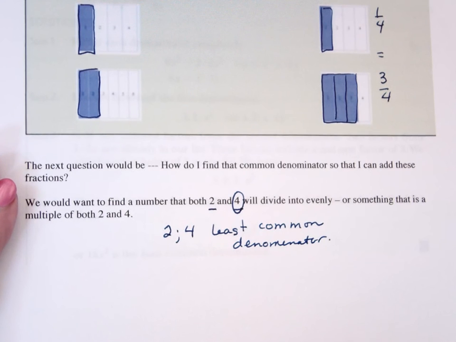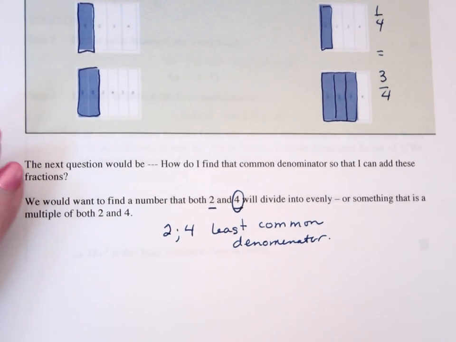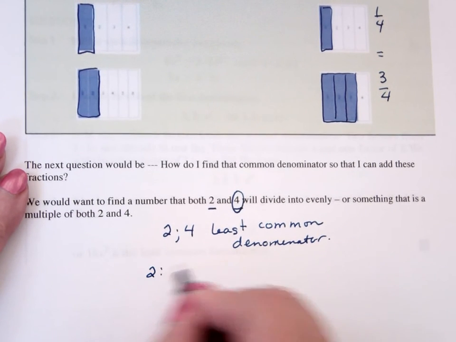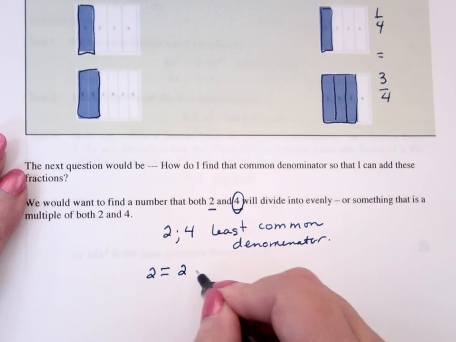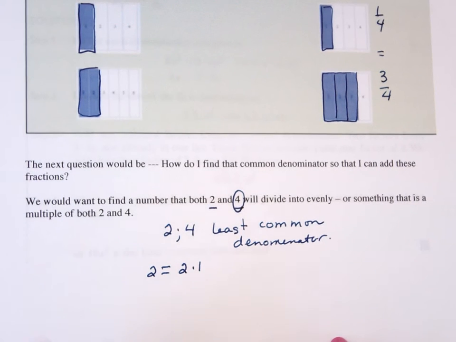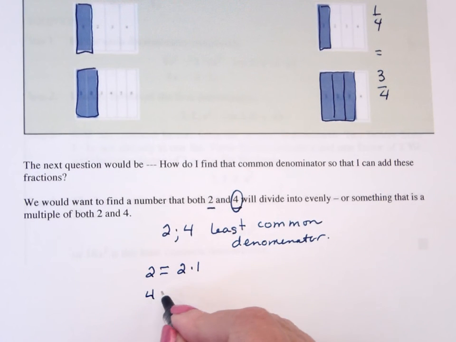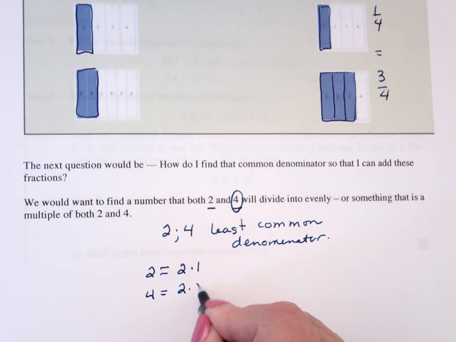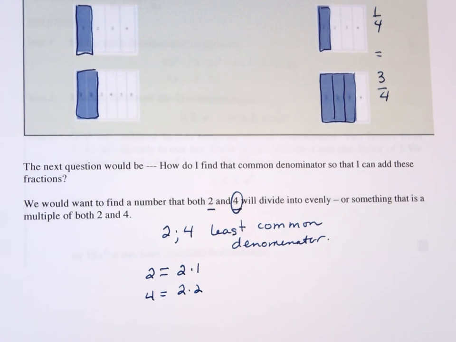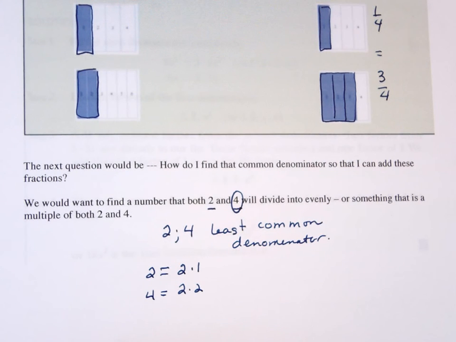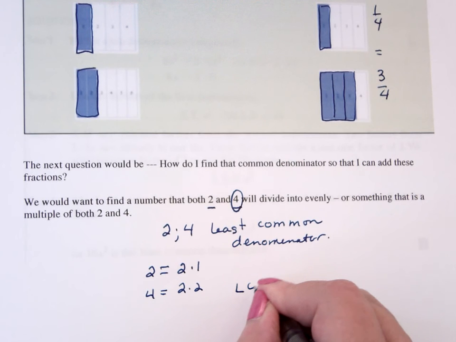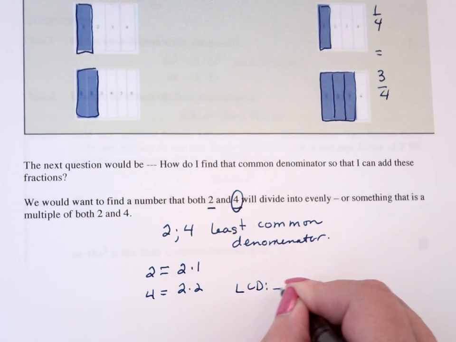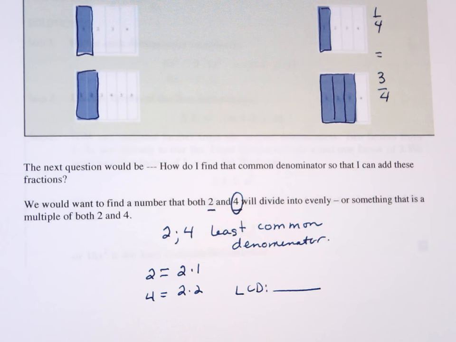I would look for a number that both 2 and 4 divide. I'd start out with 2, and I'd break 2 down. And 2 would be 2 times 1. And then I would look at 4, and it's 2 times 2. Now, I could multiply 2 and 4 together to give 8, but we said that's too big. That's bigger than what we actually would need. What would the smallest be? We call it the LCD, or least common denominator, and I build it.